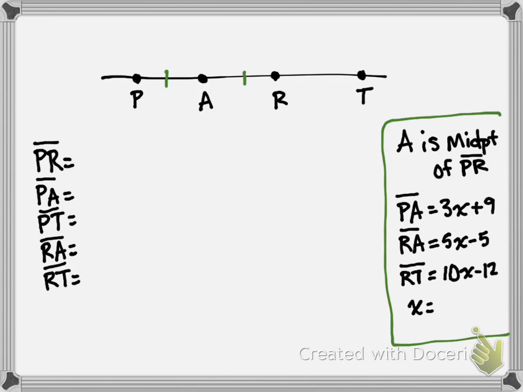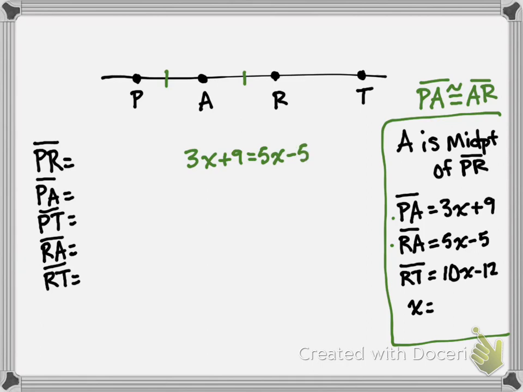We don't have an equals to anything, except for that PA and AR are the same. So I might write over here, PA is congruent to AR, just as a little note to ourselves. Don't forget your segment lines in there. Remember, congruent means they're the same length. So if those are congruent, we can set our expressions down here equal to each other. So 3x plus 9 equals 5x minus 5, and solve from there.